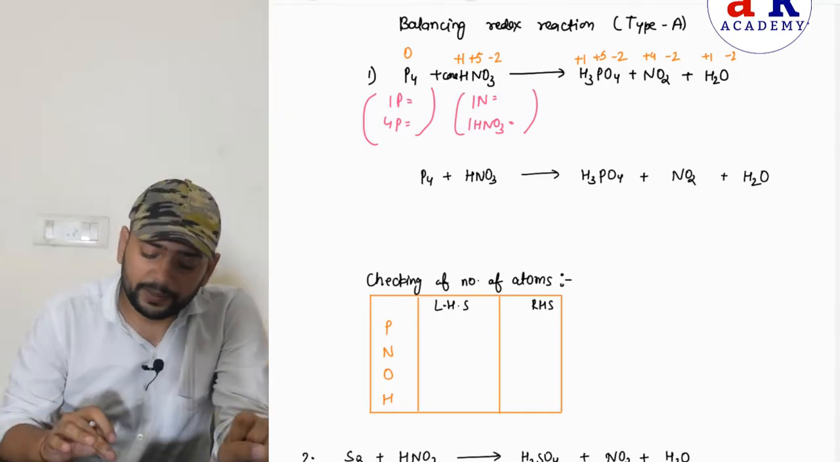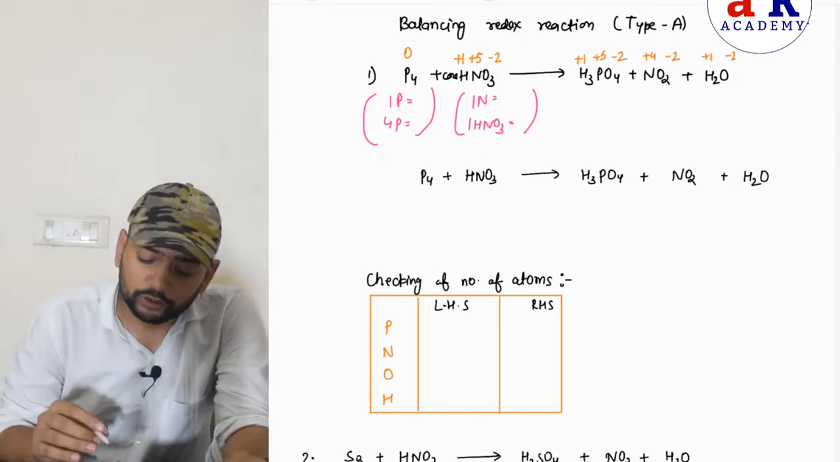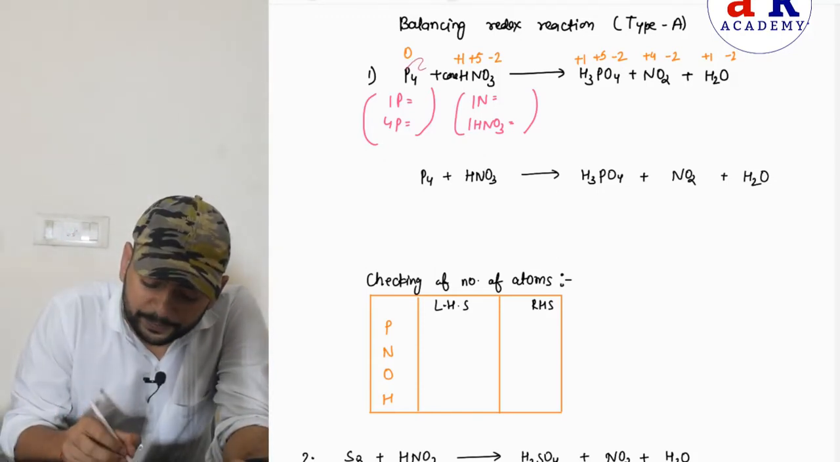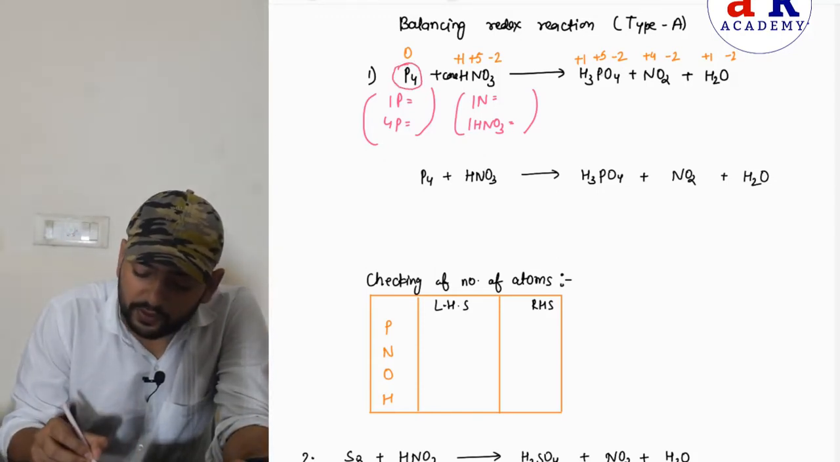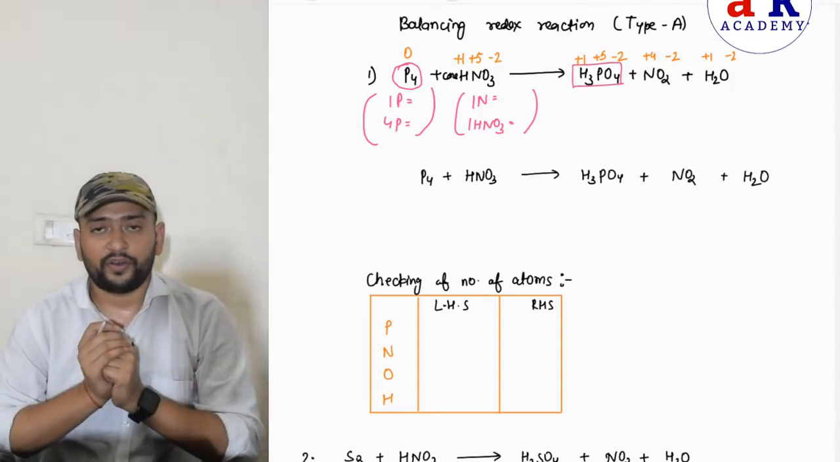Now what is happening over here? For one phosphorus, what you are going to observe? Basically, this P4 is getting converted into H3PO4, phosphoric acid.